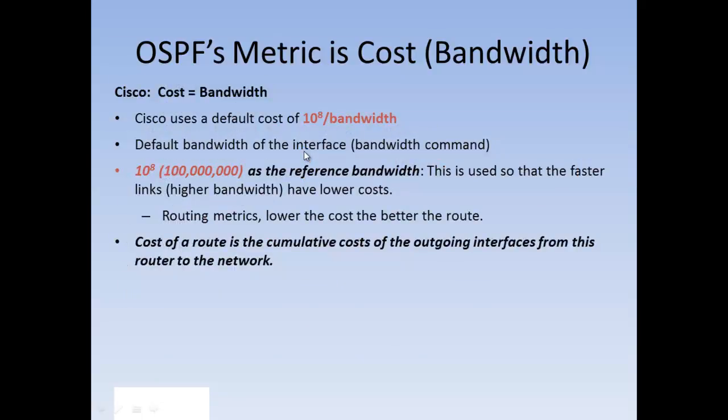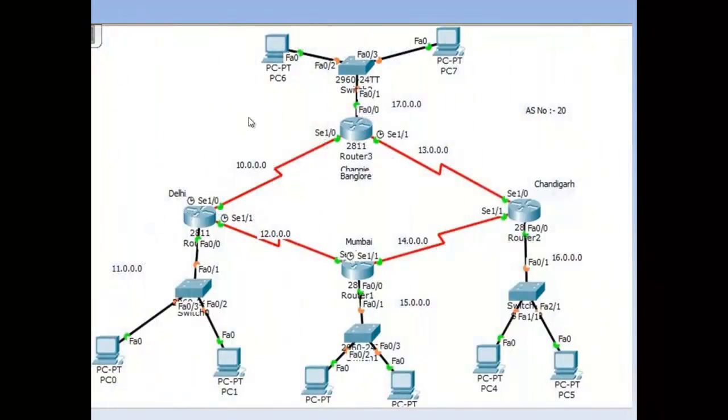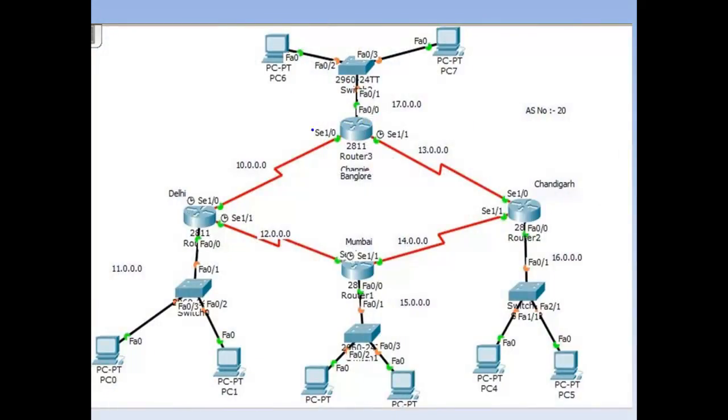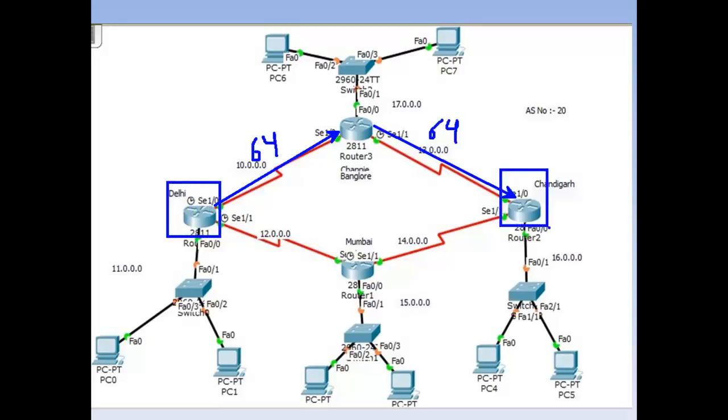So suppose this link and this link. What will be the total cost? 64 for this link, and 64 for this. If this router wants to send data up to this network, then the total cost will be 128. And in any case, suppose this cost is 128 and this is also 128.